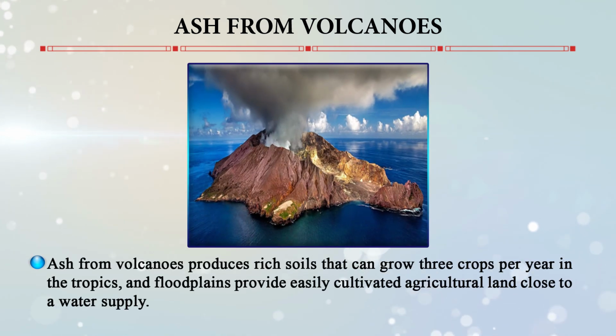Ash from the volcanoes. Volcanic ash is supposed to produce rich soils, and they can grow 3 crops per year in the tropics, and floodplains provide easily cultivated agricultural land close to a water supply.